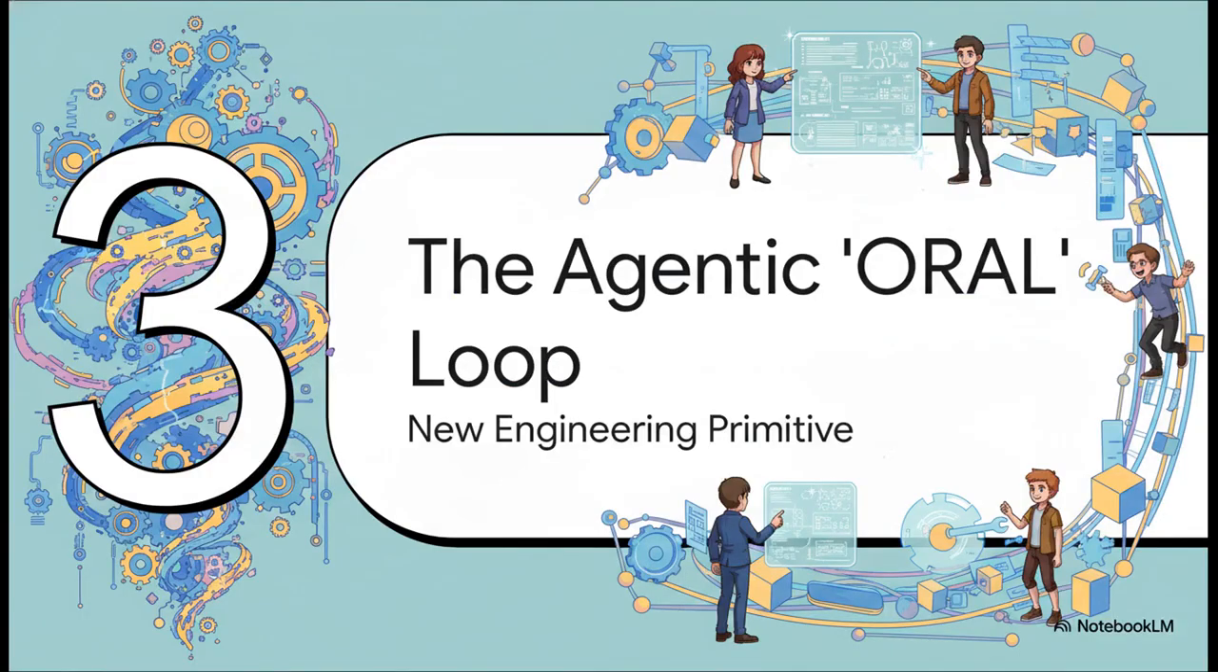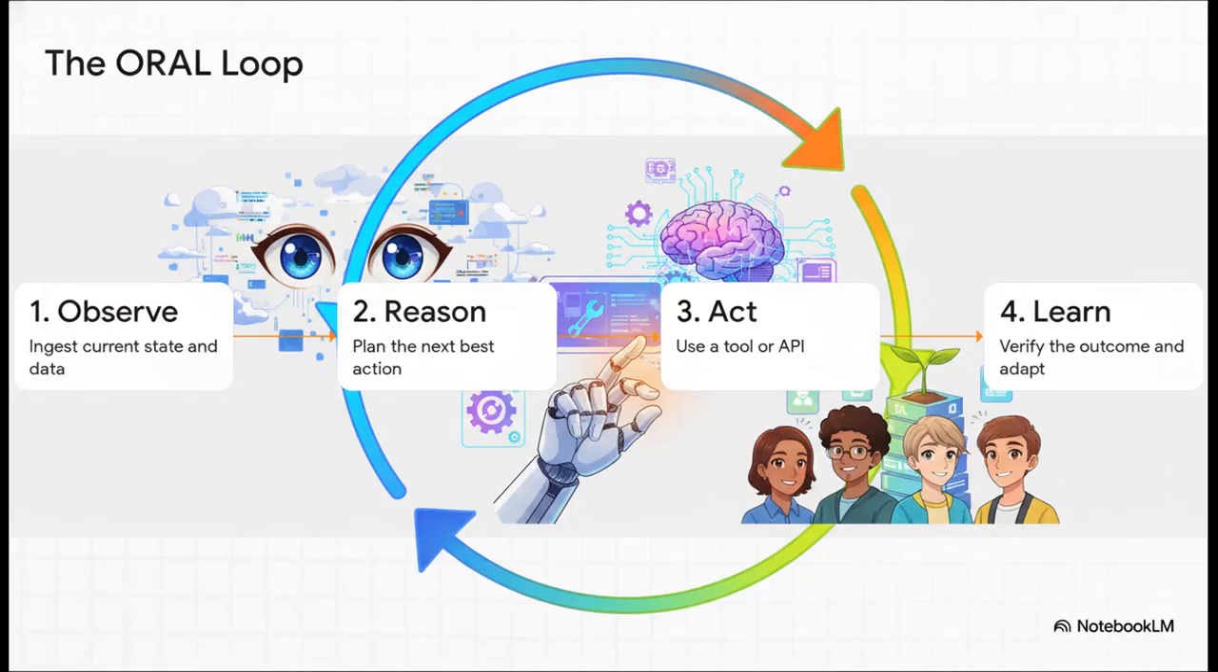Okay, so how does this new way of thinking lead to a more reliable framework? Well, we have to stop thinking about clever prompt tricks and start thinking about real engineering principles. Instead of just trying to find the perfect words, the industry is standardizing on this 4-step engineering loop. Observe, reason, act, learn, or ORAL. First, the agent observes the current situation. Then, it reasons about the best next step. It acts by using a tool. And finally, it learns from the outcome to figure out what to do next. It's a continuous adaptive cycle.